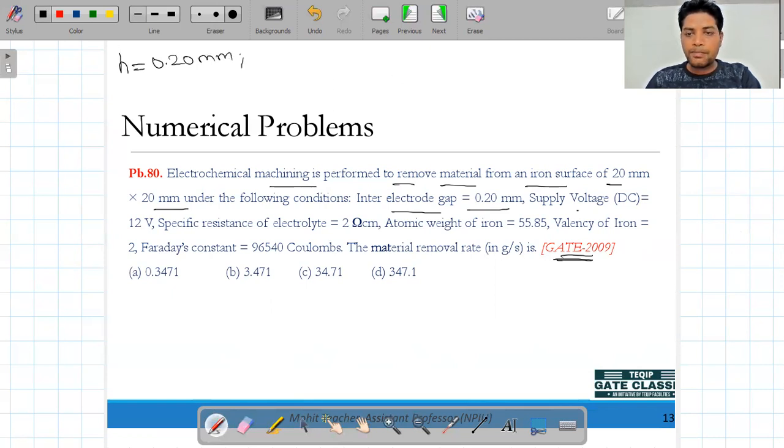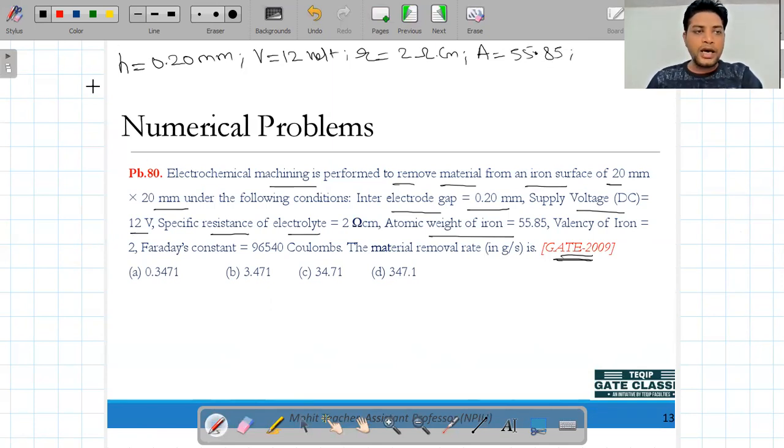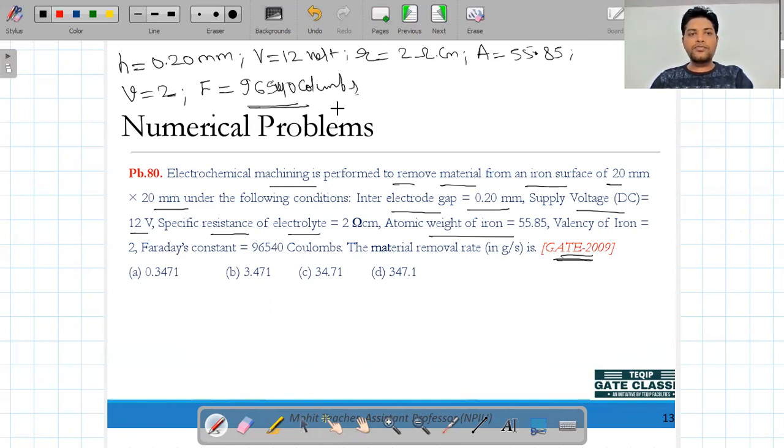ठीक है, the supply voltage, as I already mentioned, we are using DC only, so that is 12 volt. Okay, the specific resistance of the electrolyte, means small r, is given to you, that is 2 ohm into centimeter. Fine. Atomic weight of the iron, so capital A is given to you, that is 55.85. और अगर आपको नहीं दिया होता है तो प्लीज आप 56 इसको कंसिडर कर सकते हैं. ठीक है, valency of the iron is given to you, that is small v, equal to 2. Okay, Faraday's constant, capital F, is given to you, that is 96,540 coulombs. अगर नहीं दिया होता तो हम लोग 96,500 कंसिडर कर सकते थे.